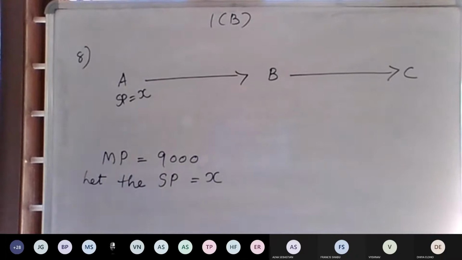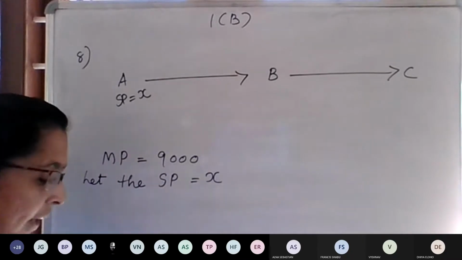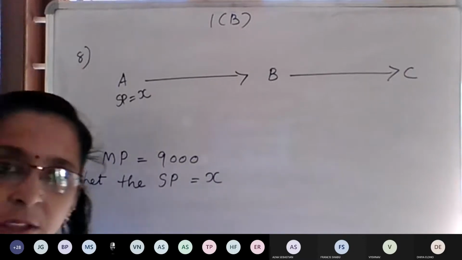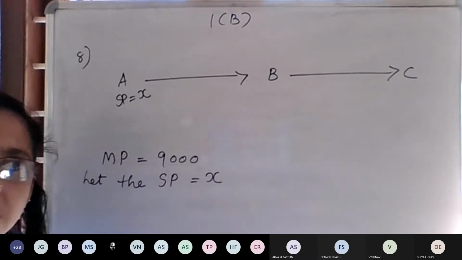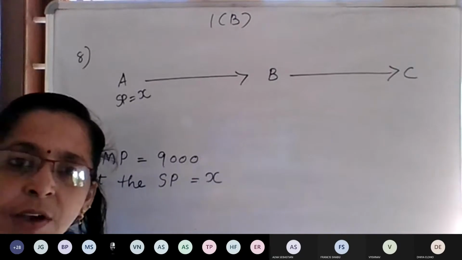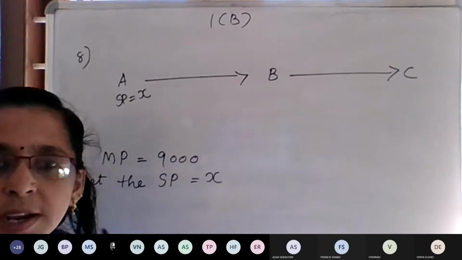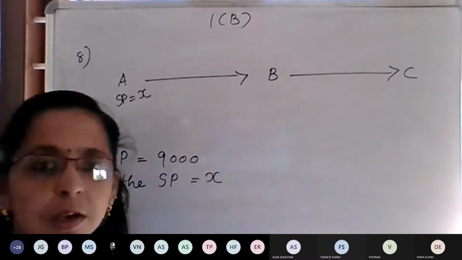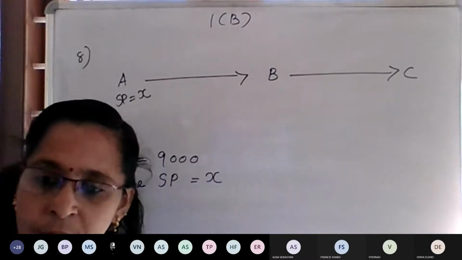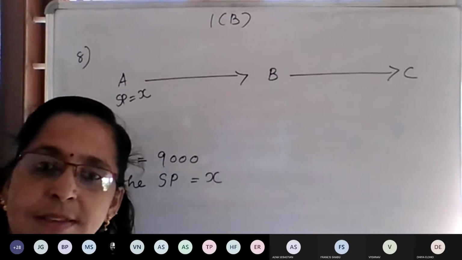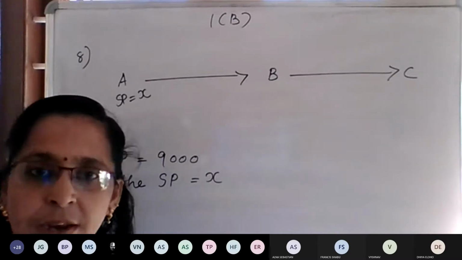Marked price is given as 9,000. For a dealer A, the list price of an article is 9,000. List price means what? It is written on the article. When we buy something, what is written on it is called the list price. Haven't you seen it on frocks and shirts? That is known as marked price. Another name for list price is marked price.